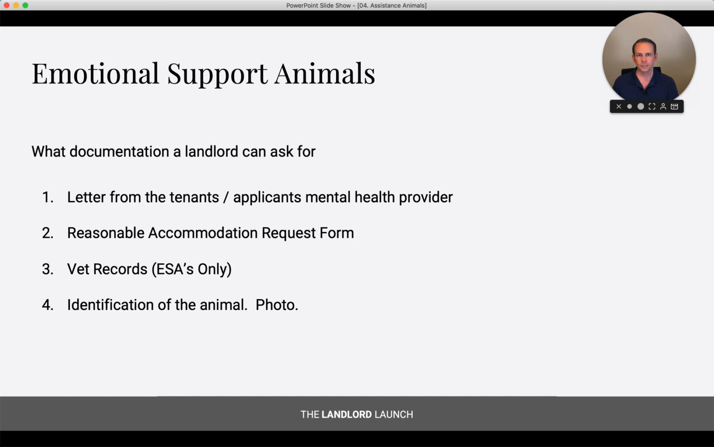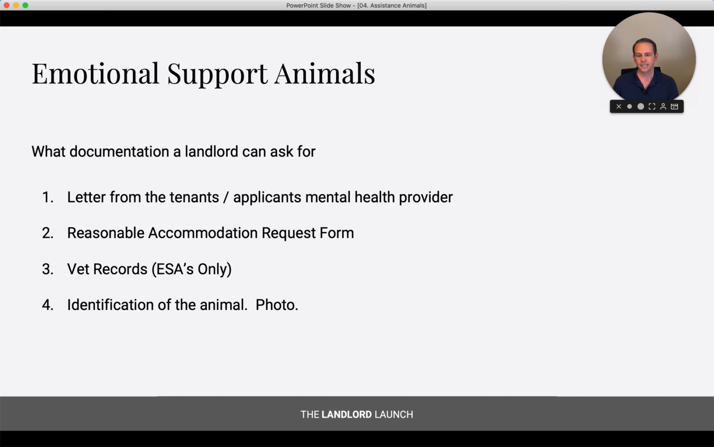Make sure you use that for all reasonable accommodation requests, so don't do it for some and not for others, because then you completely destroy the point of it and you open yourself up for further accusations of discrimination. You can ask for vet records, medical records of that animal. Generally speaking, they say that's only for ESAs, and I think that when you start getting to service animals, there's that extra level of protection and privacy that comes with the ADA above and beyond the FHA.